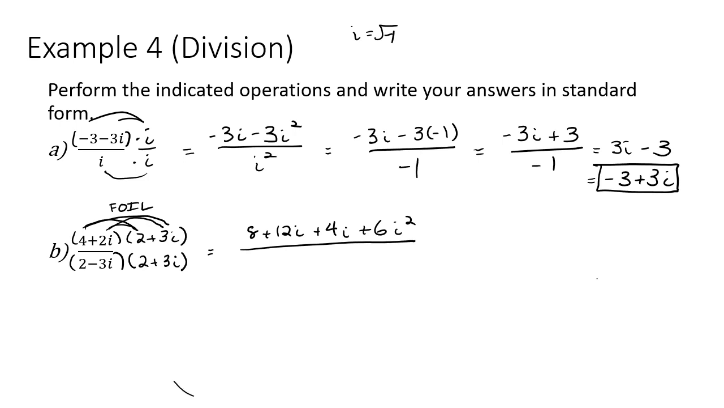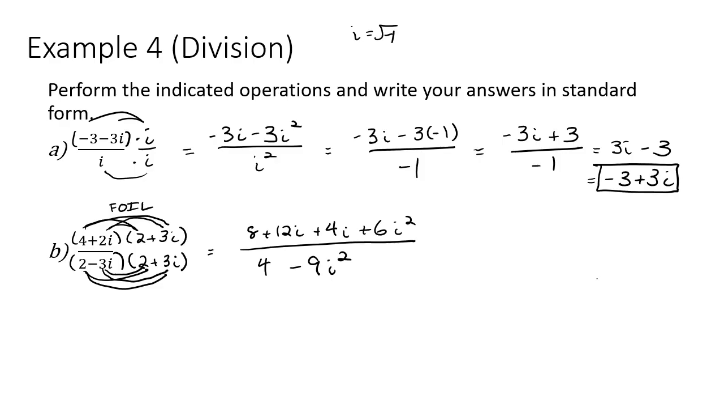In the denominator, these are conjugates. We're going to have 4. And then the middle terms are going to cancel each other out. We're going to have a plus 6i minus 6i. So those are gone. And then we have a negative 3i times a positive 3i, which would be a negative 9i squared.